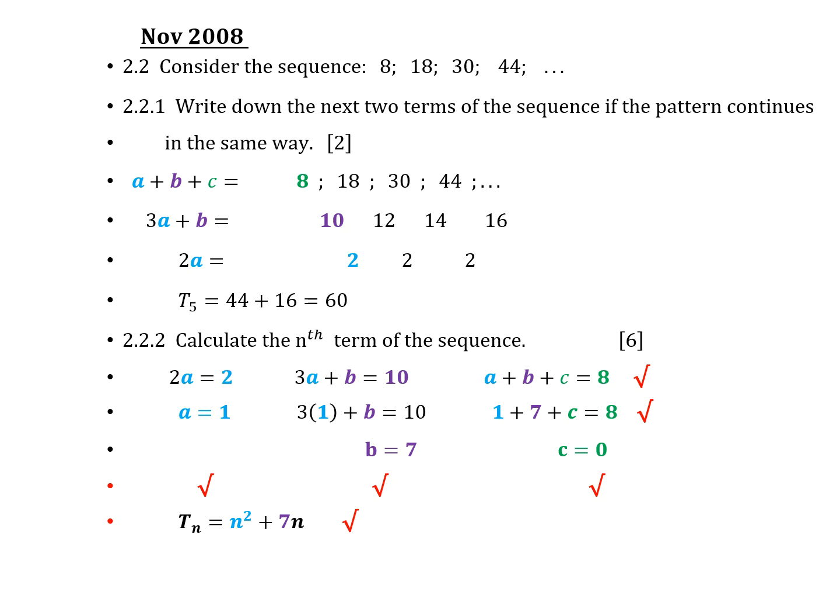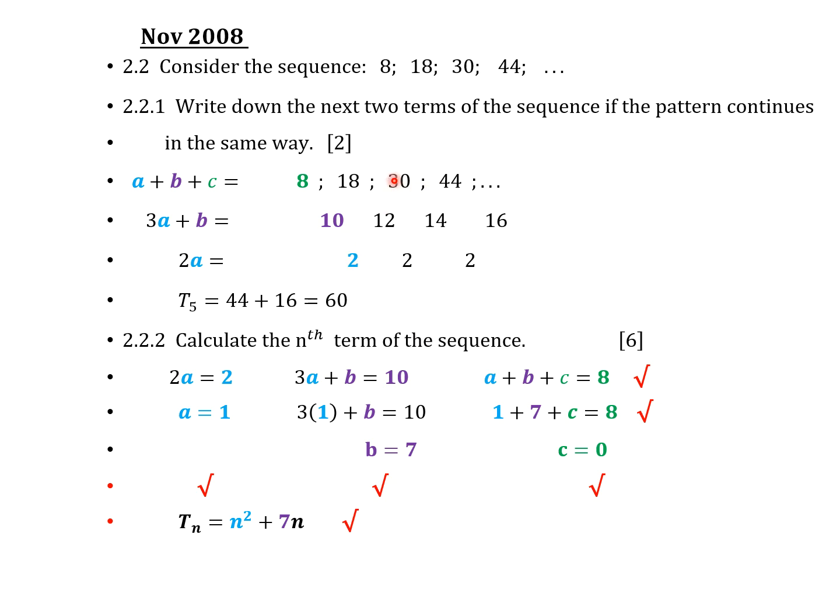Right, so first question, consider the sequence 8, 18, 30, and 44 from November 2009. Although it's before CAPS, sequence and series has stayed the same. Write down the next two terms of the sequence if the pattern continues in the same way. The 18 minus 8 gives me 10, but 30 minus 18 gives me 12. So my first difference is not the same, so I have to subtract the second time. 12 minus 10 gives me 2.